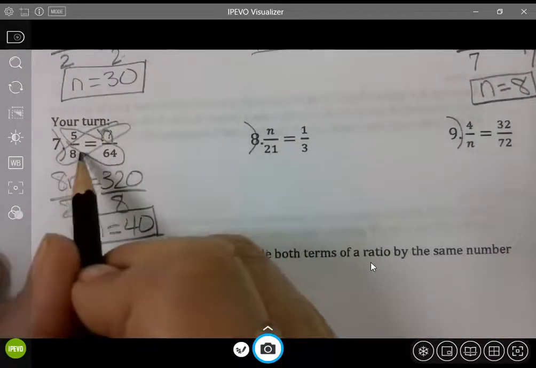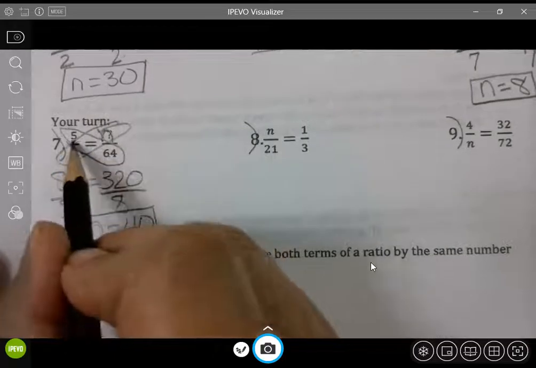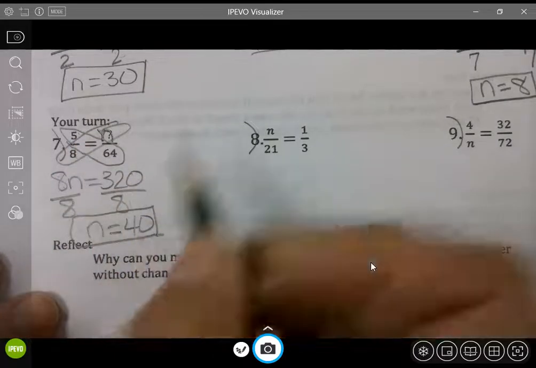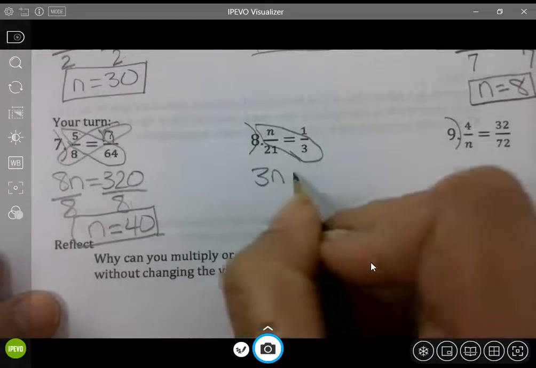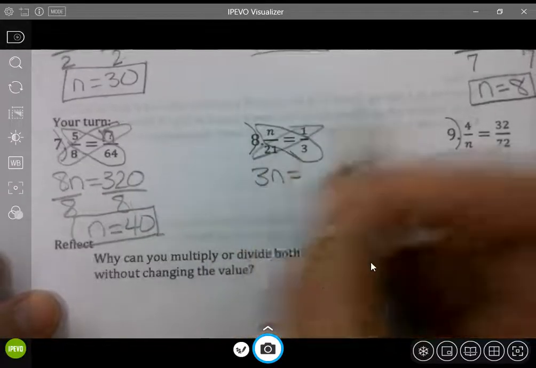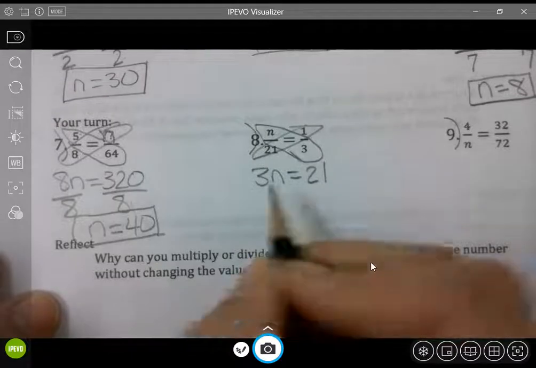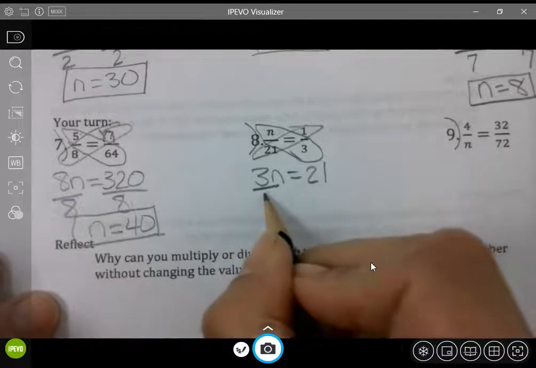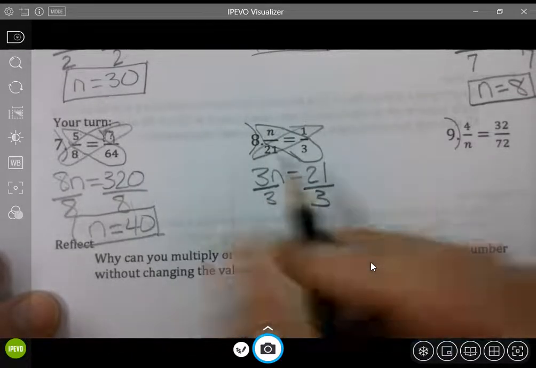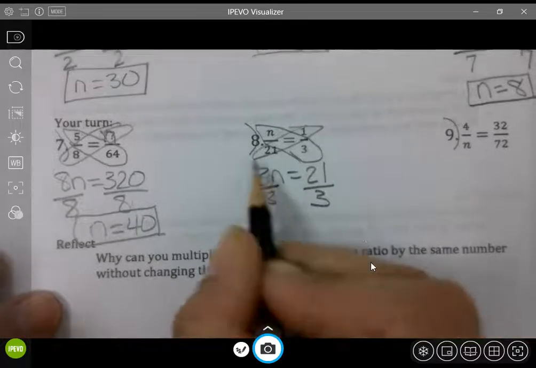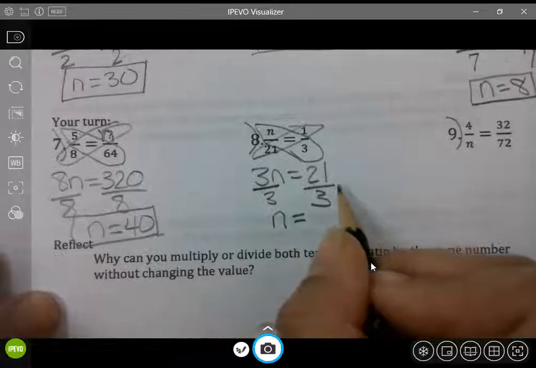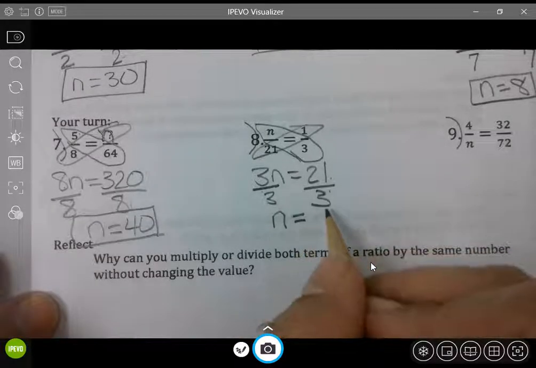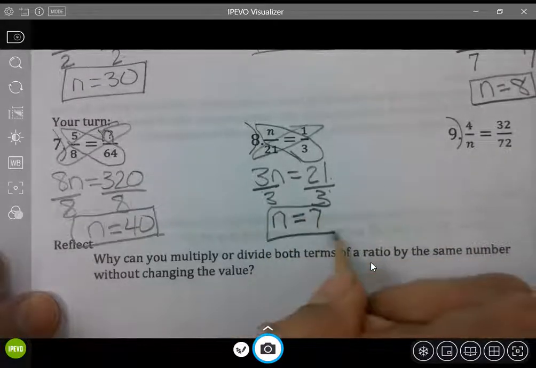And then I can check. 8 times 8, 64. 5 times 8, 40. Start with the one with the variable. 3 times n, 3n. 21 times 1, 21. Divide it by 3, because there's a 3 with my n, and I want to get rid of my 3. 3 divided by 3, 1. 1 times n, n. 21 divided by 3, 7.